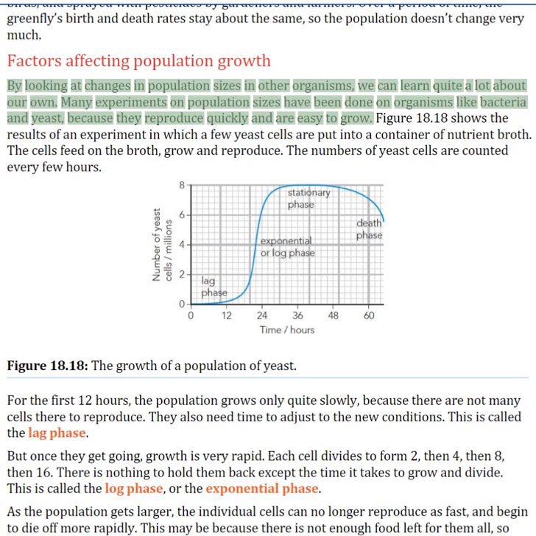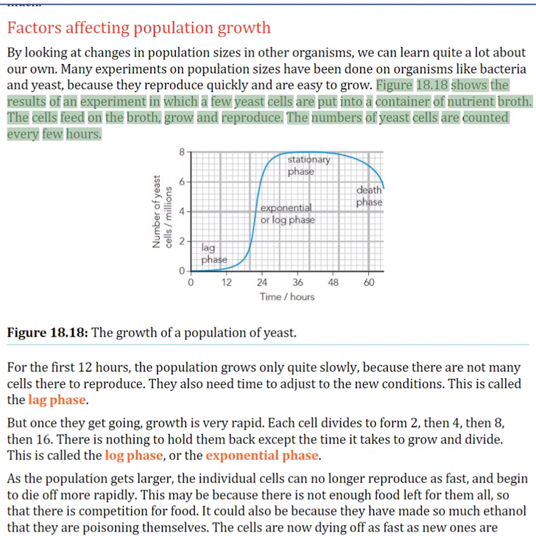Factors affecting population growth. By looking at changes in population sizes in other organisms, we can learn quite a lot about our own. Many experiments on population sizes have been done on organisms like bacteria and yeast because they reproduce quickly and are easy to grow. Figure 18.18 shows the results of an experiment in which a few yeast cells are put into a container of nutrient broth.